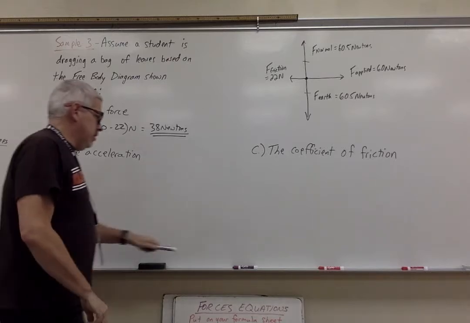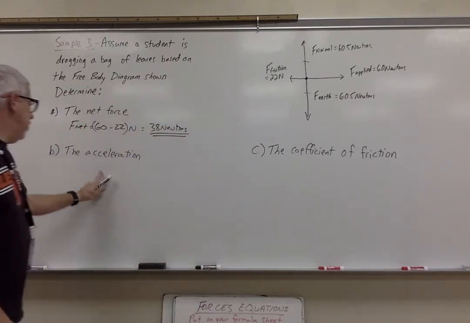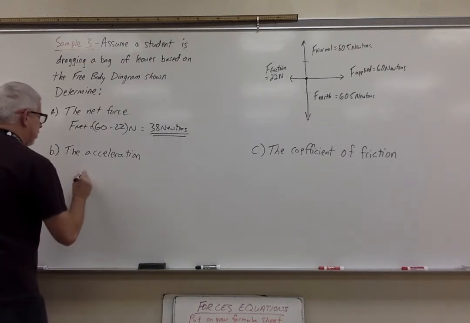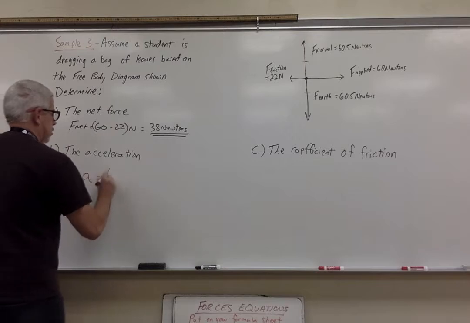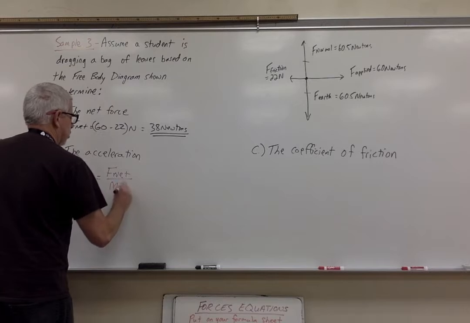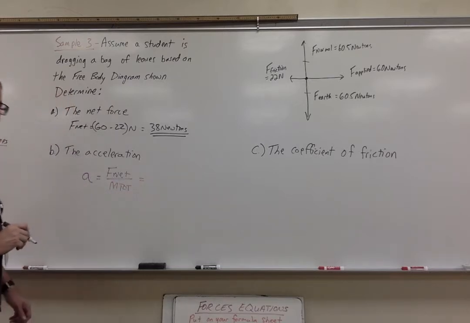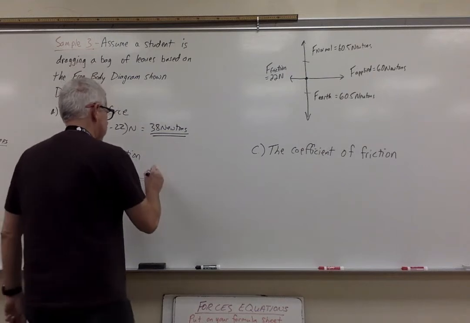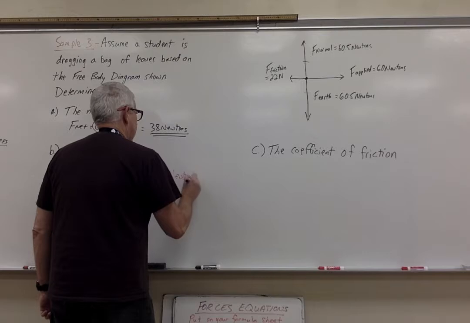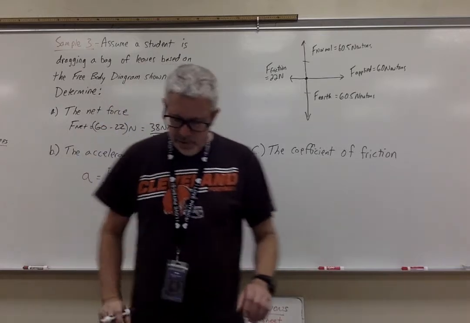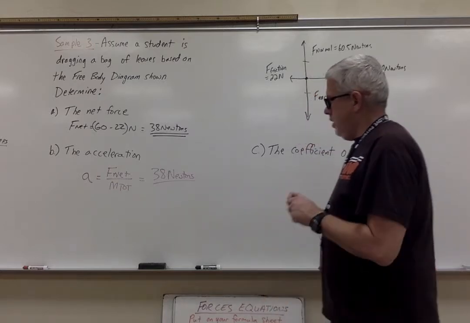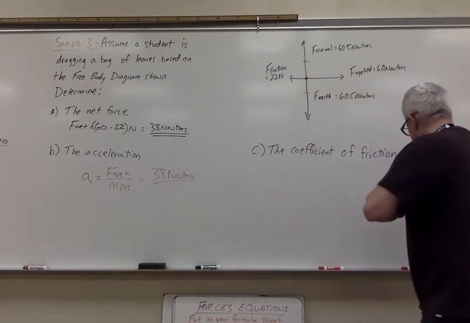The acceleration I could think of going back to Newton's second law. The version of that I'm going to use is this. Acceleration is F net over m total. So when I think about that, I just got the net force, that's 38 newtons. What about the total mass? Well, in this particular case, we've got to think about what that mass is, and we've got to go back to the equation where we think of weight is equal to m times g.